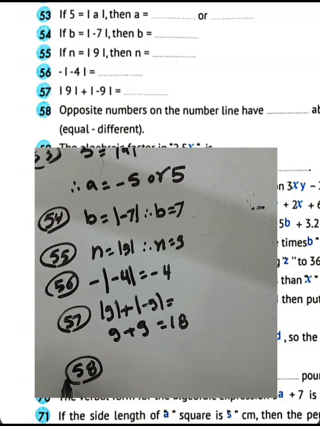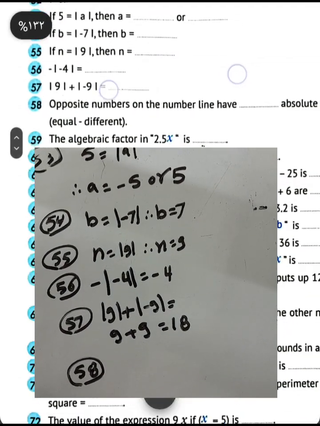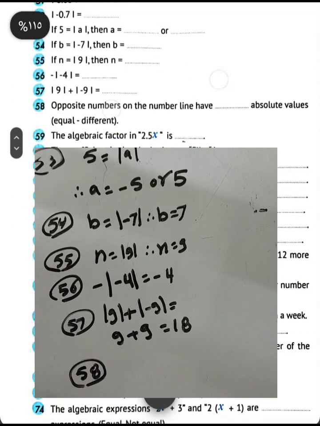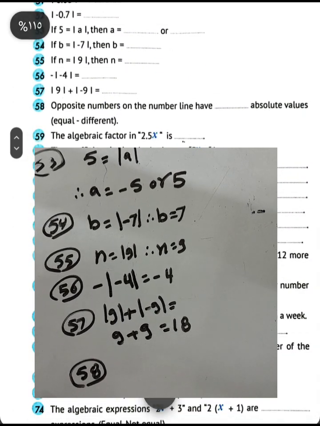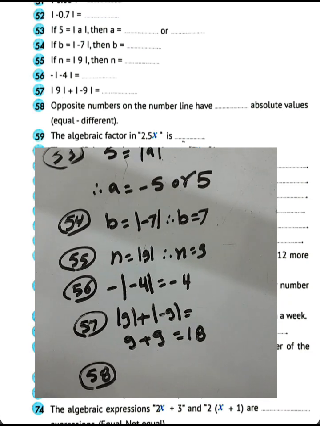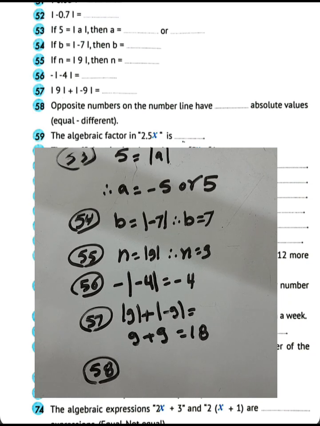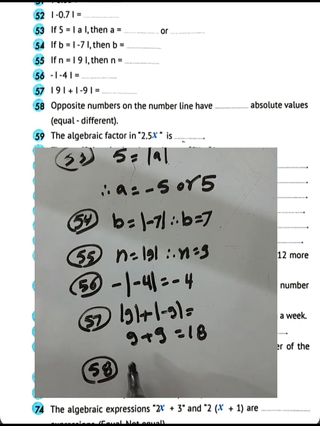Question 58. The opposite numbers on the number line have the same absolute value. Opposite numbers on the number line have same, equal, or equals absolute values. Understood? Write same here, or equal. Write equal for question 58.